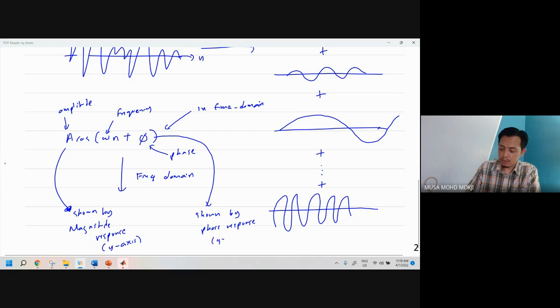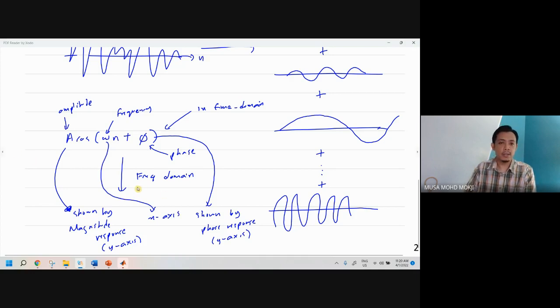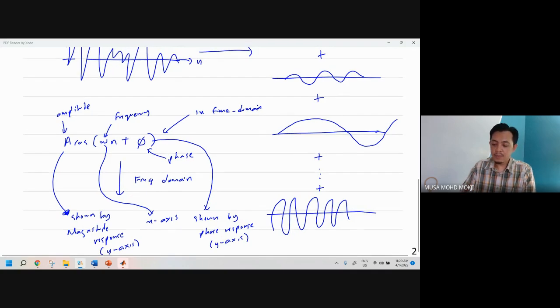The same thing, we are looking at the y-axis. And this is the omega, so this is the frequency, which is on the x-axis. So we sort everything back so that the frequency is now on the x-axis. This amplitude is shown by the magnitude response, and this phase is shown on the phase response. And for both the magnitude and phase response, the x-axis is the frequency. Right?